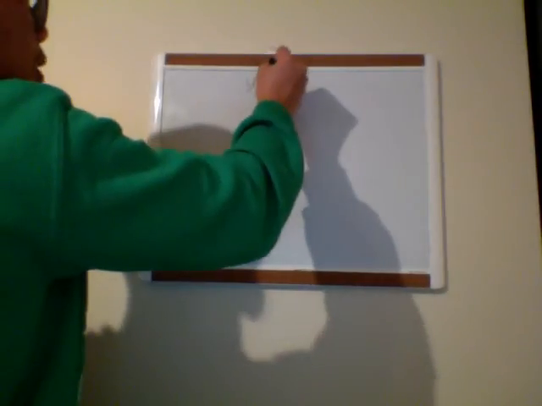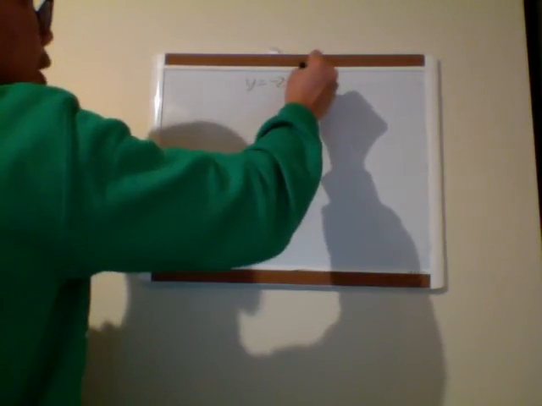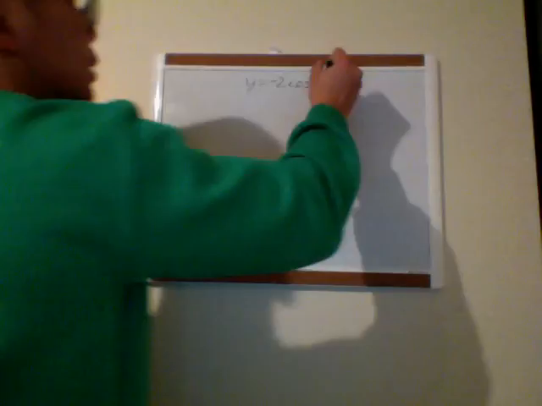Let's do a cosine wave this time. Let's do y is equal to -2 cosine 2x minus pi over 2.